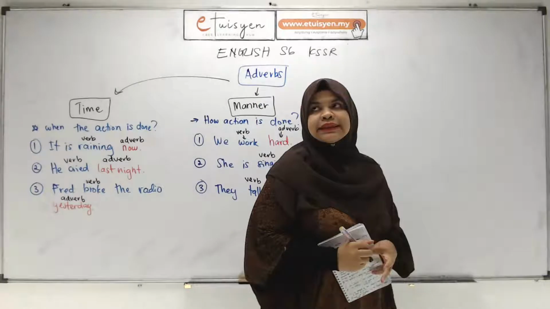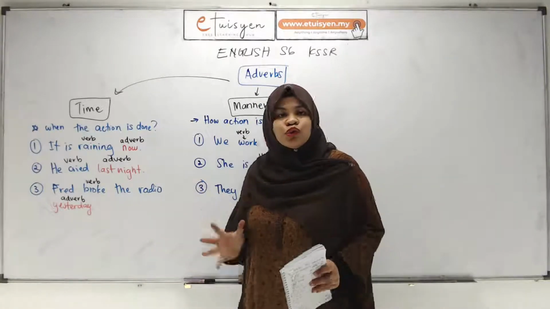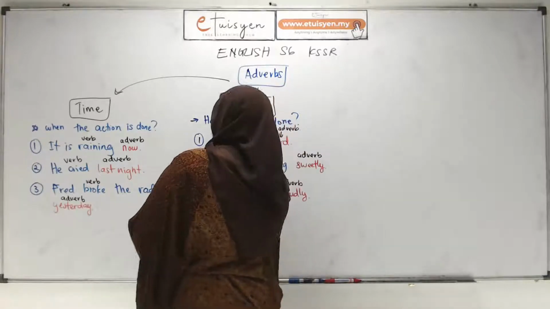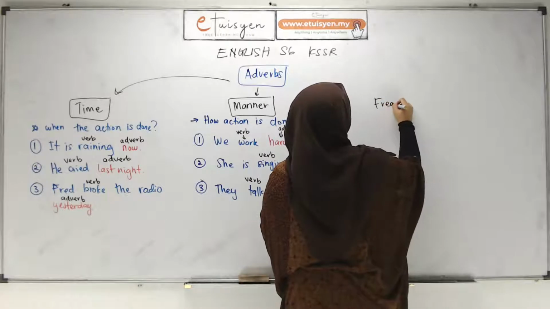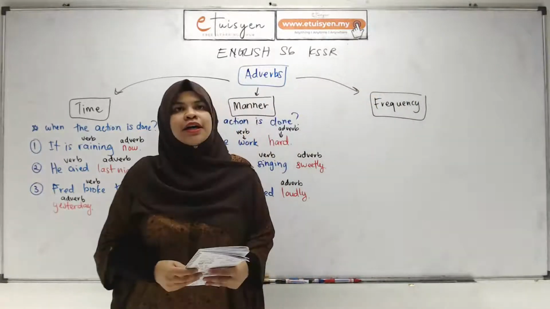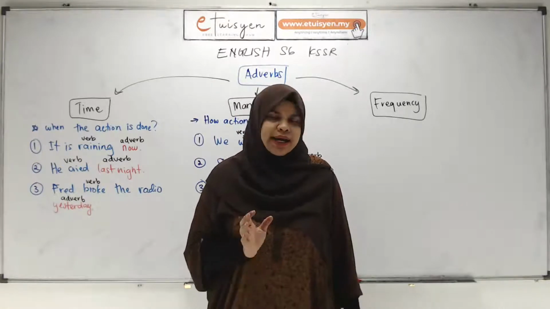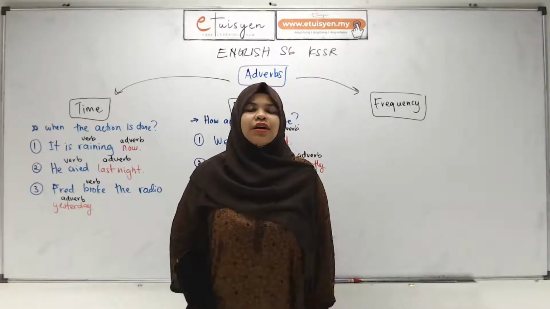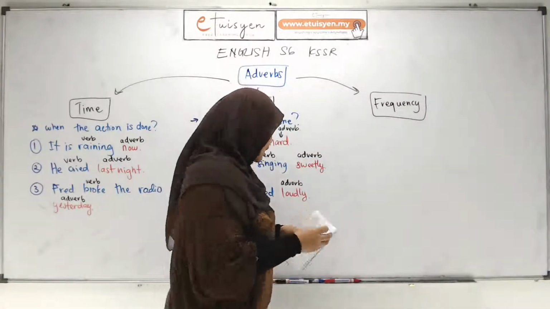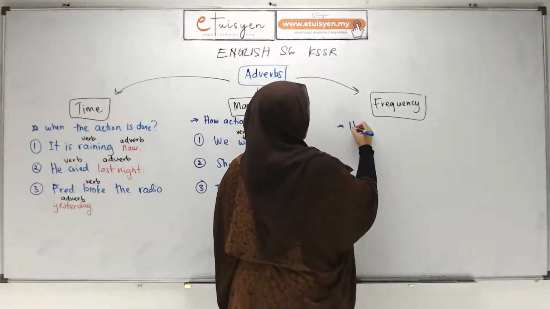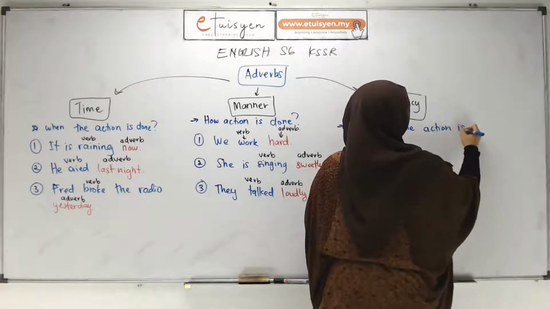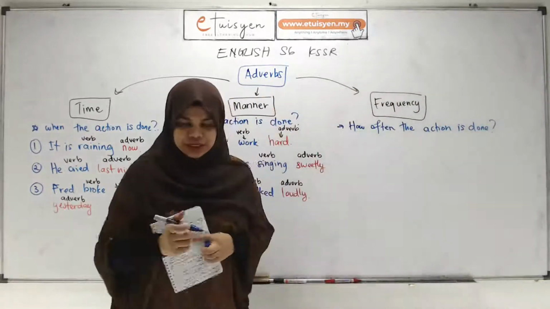Okay, so time ni dia cerita bila you do the action, when the action is being done. Okay, so that's for time. Now, the third one is frequency. Okay, frequency ni maksudnya berapa kali? Selalu tak? Kadang-kadang, jarang-jarang, every single minute, ataupun tiap-tiap hari. Okay, so this is frequency. So frequency ni soalan yang you jawab adalah how often the action is done. Okay, how often? Berapa selalu tak?